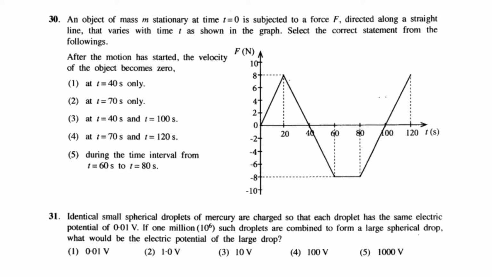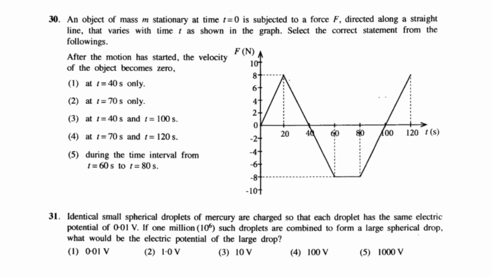Question number 30. The graph shows how the force on an object varies with time. They are asking for the time at which the velocity of the object becomes 0 again. According to Newton's second law of motion, force is equal to the rate of change of momentum. That is, F equals mv minus mu over t, so Ft equals mv minus mu. At the beginning, u is 0, that is the initial velocity is 0.